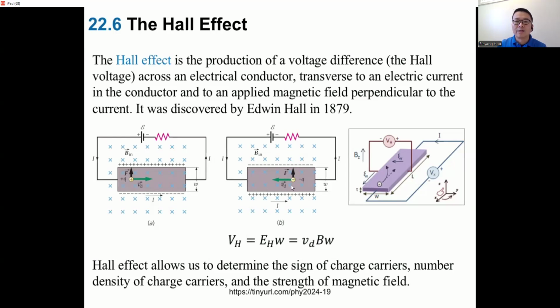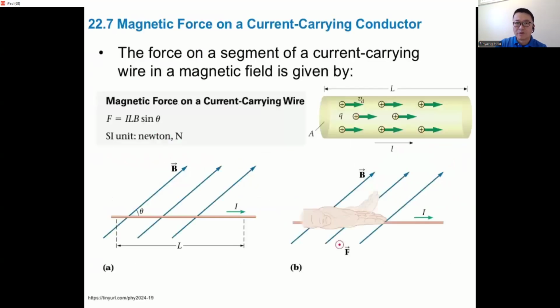Once you reach that voltage, VH, it will stop depositing more charges onto the top and bottom edges, okay? So then you get that information again, E equal to V times B, just similar to velocity selectors. Another application of the Hall effect: if you know your conductor, then you can actually find the strength of the magnetic field. That's the other way around.